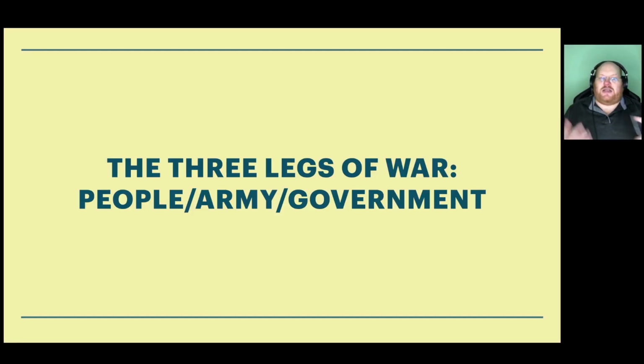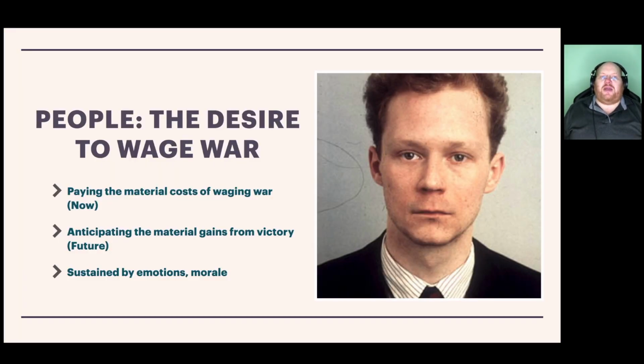And this enmity, chance, reason gives us the three legs of war, which is the people, the army, and the government. And the people are like the enmity. They desire war. They hate the other. They're the ones who pay the material cost for waging war. They anticipate the material gains if they win. And what keeps them going is the emotions and morale. Like, they're not benefiting in any immediate way. They're suffering a lot, but they have this emotional need to wage war.